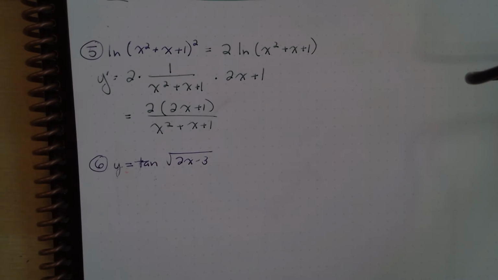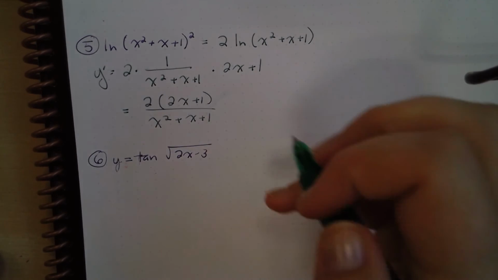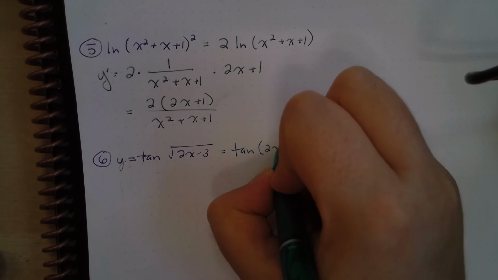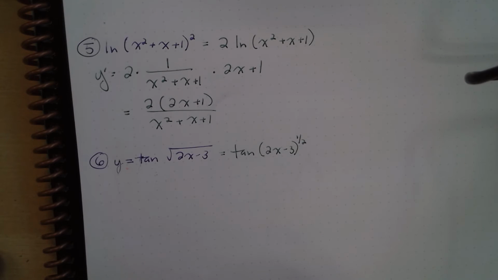And finally, let's just do one more. We have the tangent. We haven't done a lot with tangent, but it's always good to keep practicing our trigonometric functions. The tangent of the square root of 2x minus 3. And I might rewrite that as the tangent of 2x minus 3 to the 1/2. That might help you, that might not.